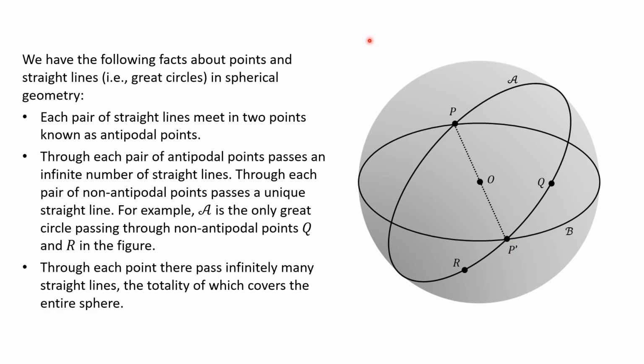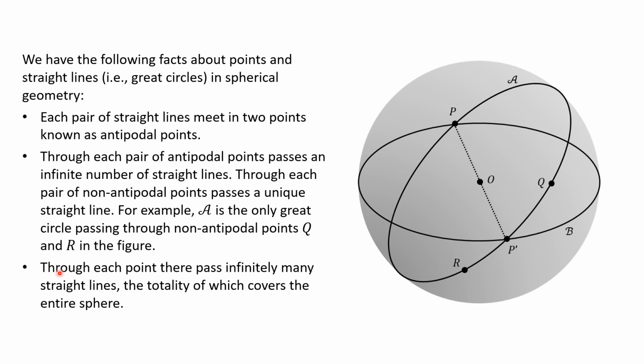We have a few more facts about straight lines on this slide here. I already mentioned two great circles, or what are straight lines, meet at antipodal points. So we have A and B meeting at P and P prime. If you have non-antipodal points like R and Q, then there's only one straight line, in this case A, that goes through both of those points.